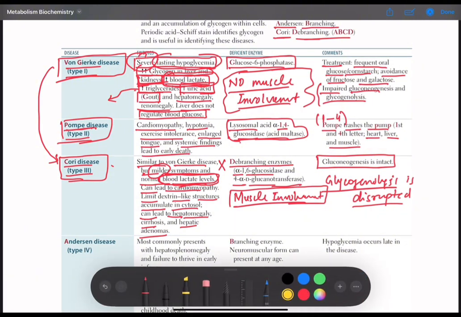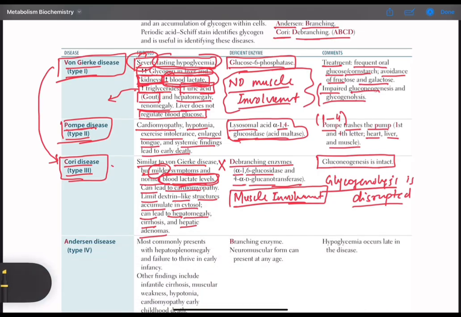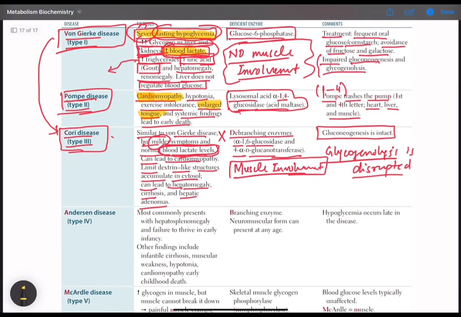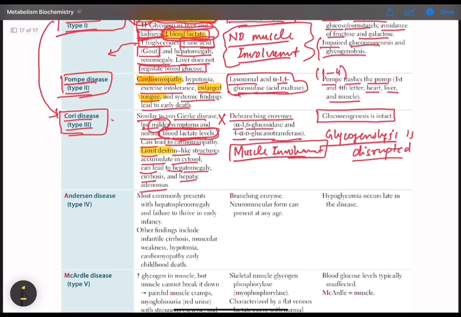The buzzwords for Pompe disease are cardiomyopathy, the pump failure. In Pompe disease, the concerning symptom is pump failure as well as enlarged tongue, which is a pretty unique feature for child or infants. And for von Gierke disease, the buzzwords are severe fasting hypoglycemia and elevated blood lactate levels. For Cori disease, limit dextrin-like structures are the buzzwords.